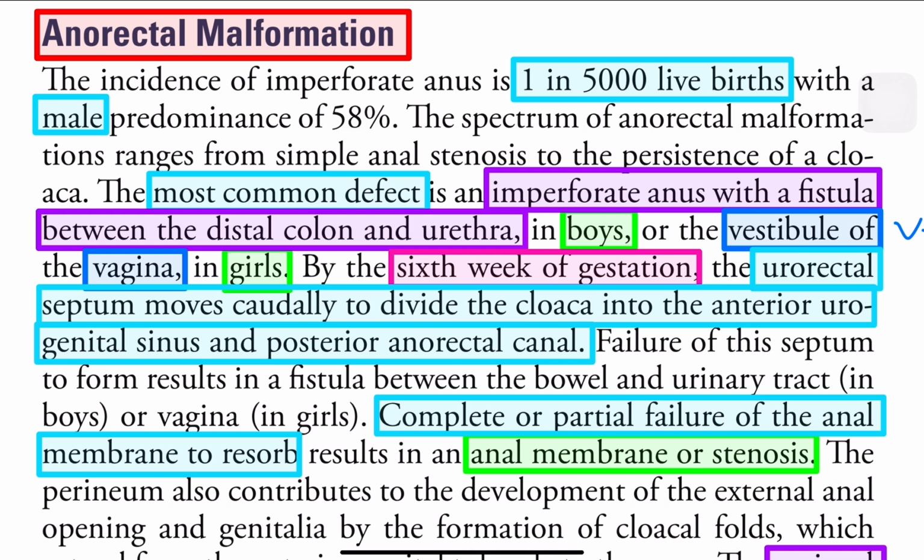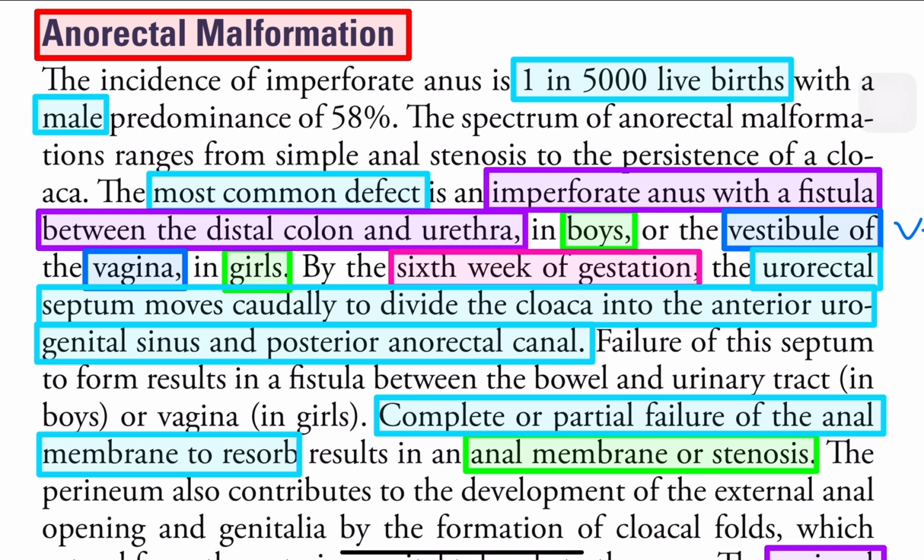So imperforated anus with fistula is the more common defect. And the fistula is between the distal colon and urethra in boys. In female it is the vestibule of the vagina. Means the most common defect is imperforated anus with fistula, and the location of fistula is different in boys and in girls. So in boys it is common in distal colon and urethra, and in girls vestibule of vagina.